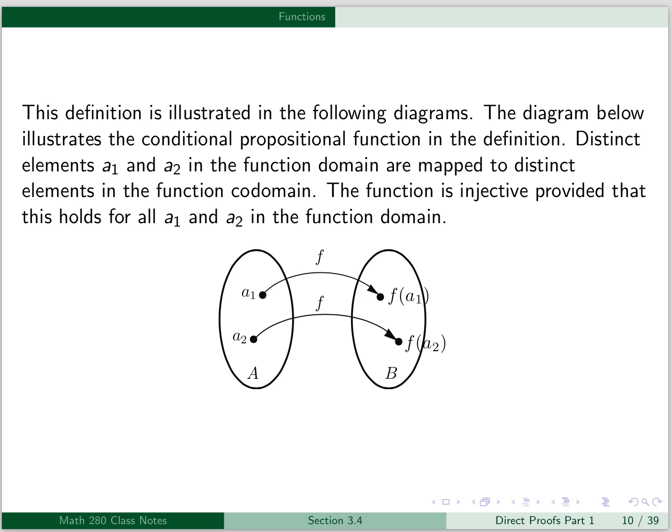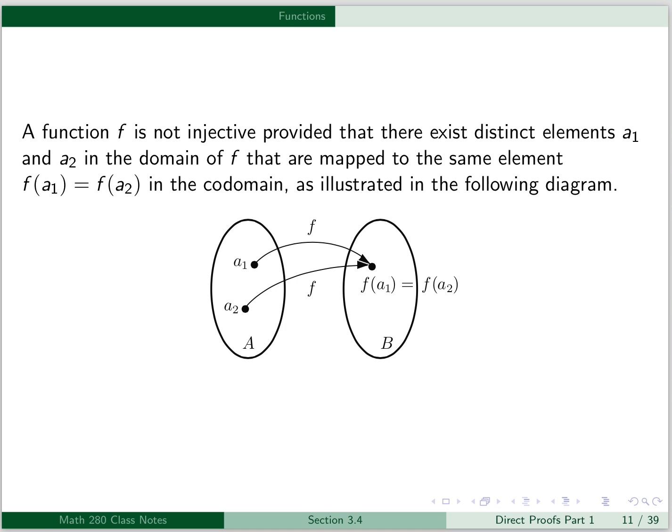We can illustrate the definition in the following diagrams. The first diagram below illustrates the conditional propositional function in the definition. We see distinct elements a1 and a2 in the function domain are mapped to distinct elements f of a1 and f of a2 in the function codomain. The function is injective provided that this holds for all elements a1 and a2 in the function domain. A function f is not injective provided that there exist distinct elements a1 and a2 in the domain of f that are mapped to the same element, f of a1 equals f of a2, in the codomain, as illustrated in this diagram.